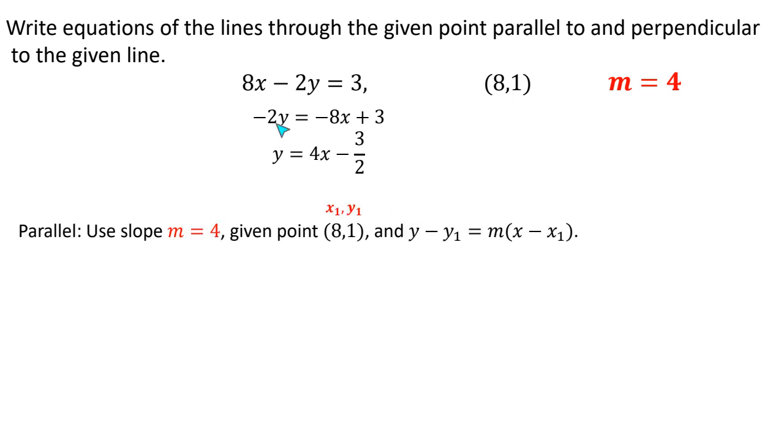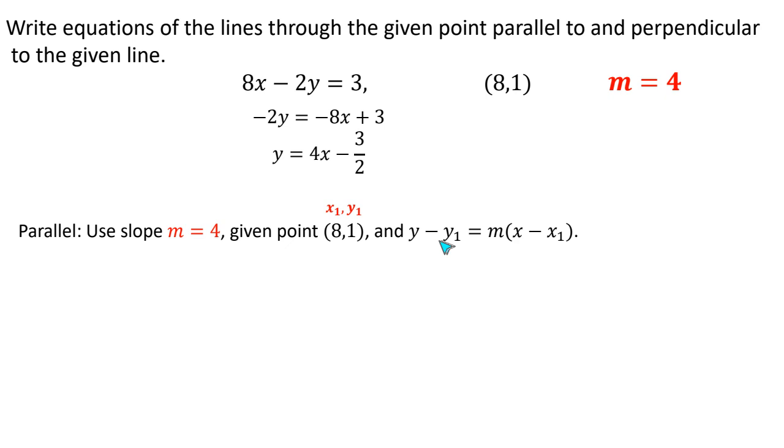So negative 8 divided by negative 2 is 4, and 3 divided by negative 2 is negative 3/2. From this equation, the only thing that we are interested in is the slope. So I'm going to write it here: m is equal to 4. For parallel lines, we use the same slope. So we're going to use m is equal to 4. And then we have our point, which is 8 and 1.